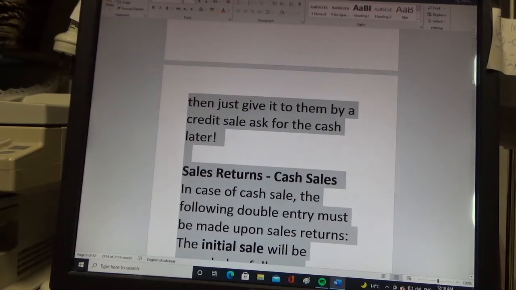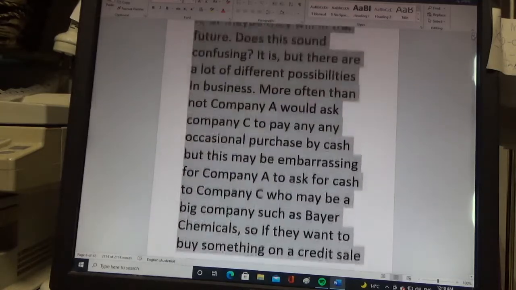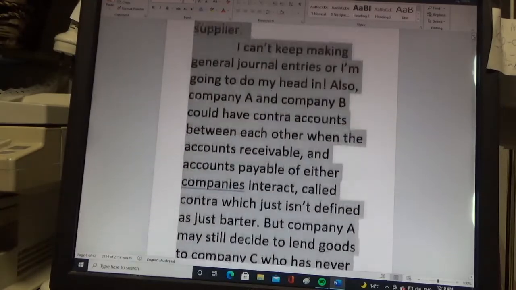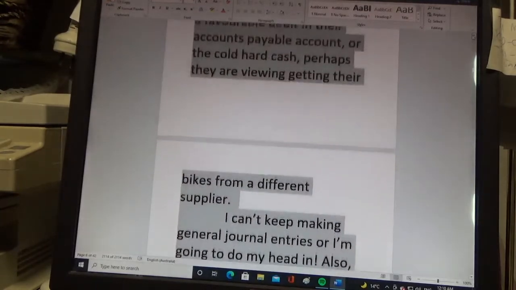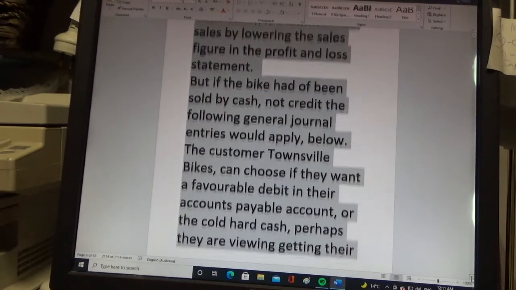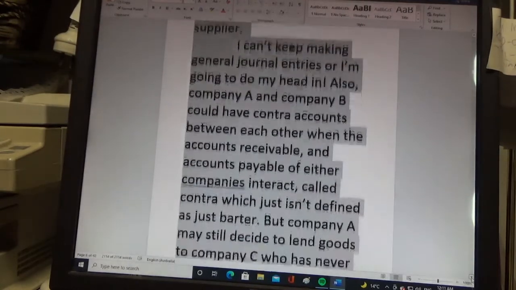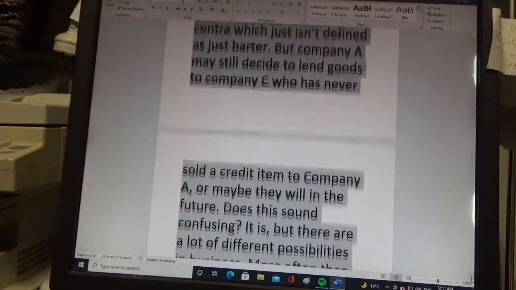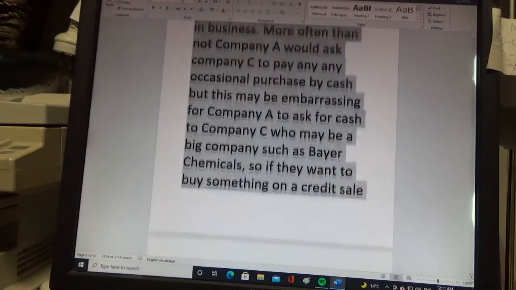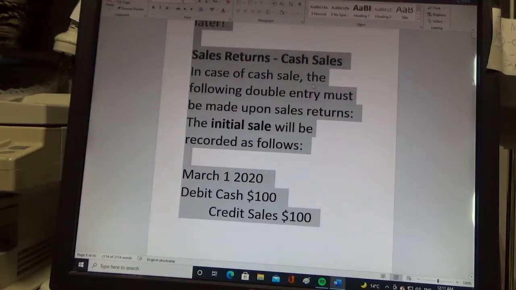Sorry, what I was getting to back here was I was going to outline some cash sale returns. Yeah, that's correct. I didn't quite get to that. I got sidetracked a bit with contra and different algorithms and collections and payments. But this is the sales return for a cash sale.